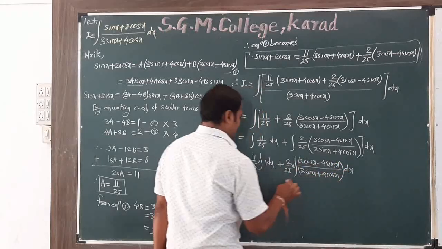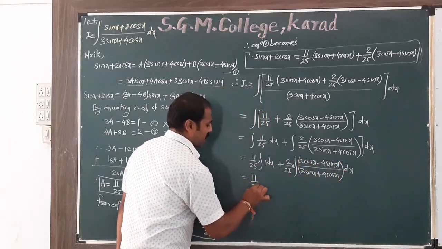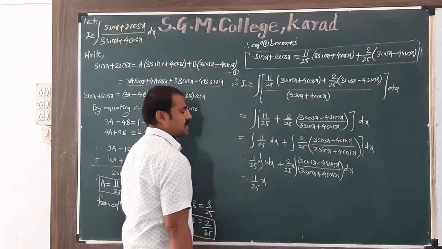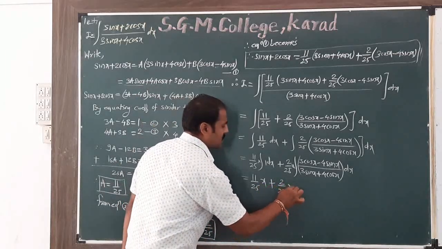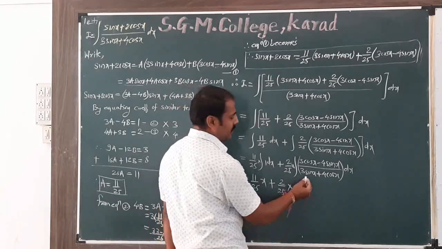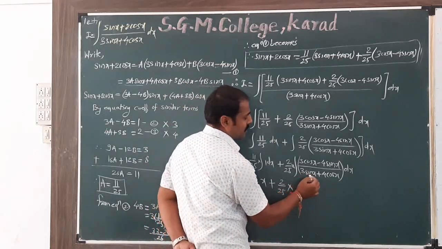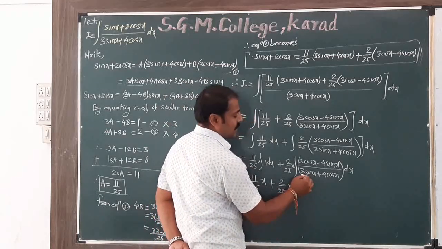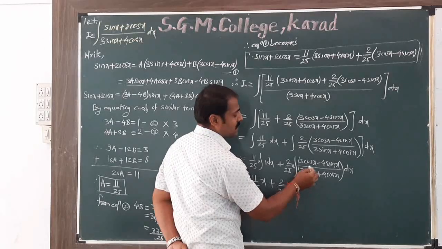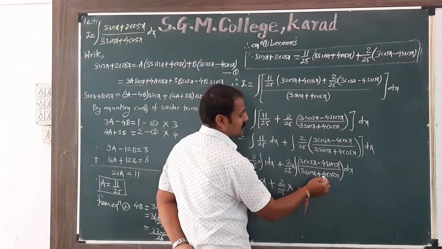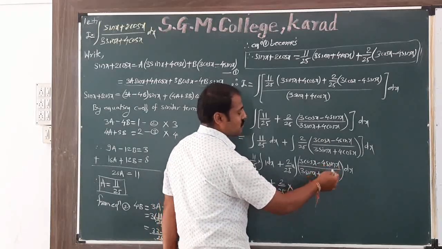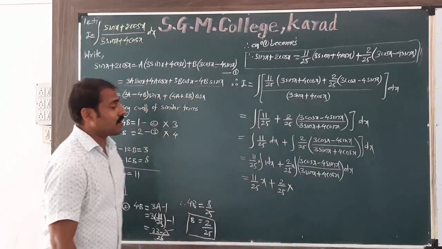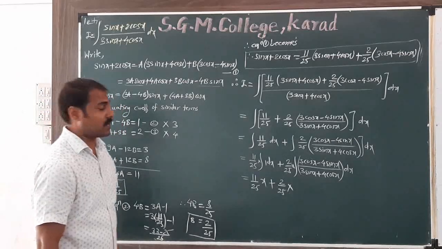Okay. Now look at here, 11 upon 25 as it is, integration of 1 is x, plus 2 divided by 25 constant as it is into, look at here, derivative of denominator 3 sin x plus 4 cos x. 3 constant as it is, derivative of sin x is cos x. Plus 4 constant, derivative of cos x is minus sin x. Plus minus minus, minus 4 sin x. Means here, derivative of denominator is in numerator.